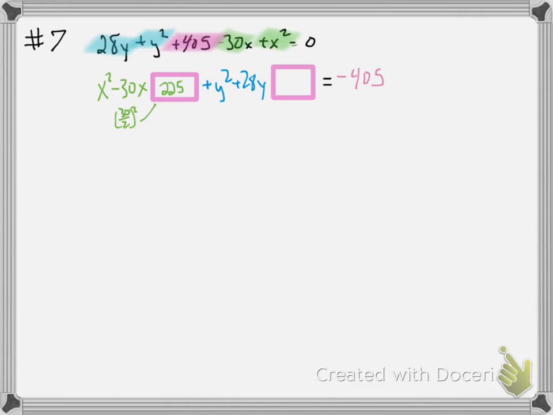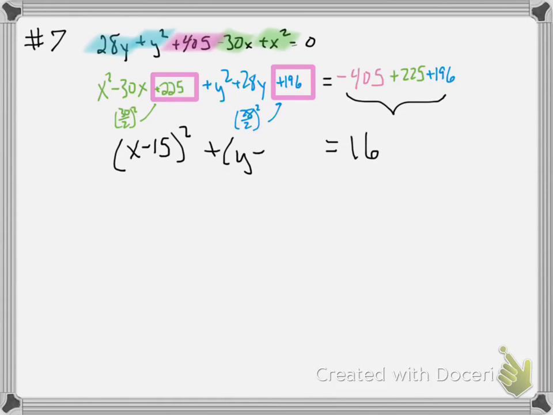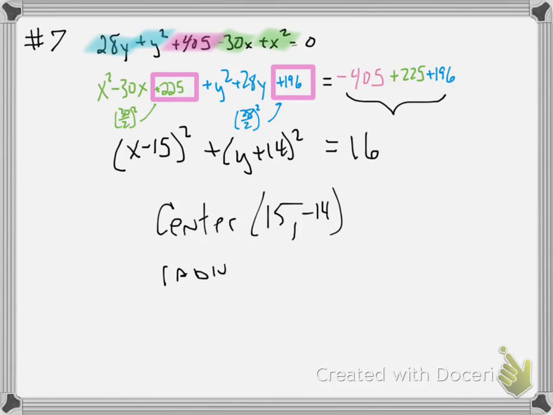Here I showed my work to complete the square. That's a 225. Again, 28 divided by 2, and then you square it, ends up giving you 196. And notice I immediately add those to both sides of the equation. So if I do it here, I have to do it here also. Simplify the right, ends up being 16, and then when you simplify the left in the perfect square format, it gives you these two binomials, which easily tell me the center and the radius.